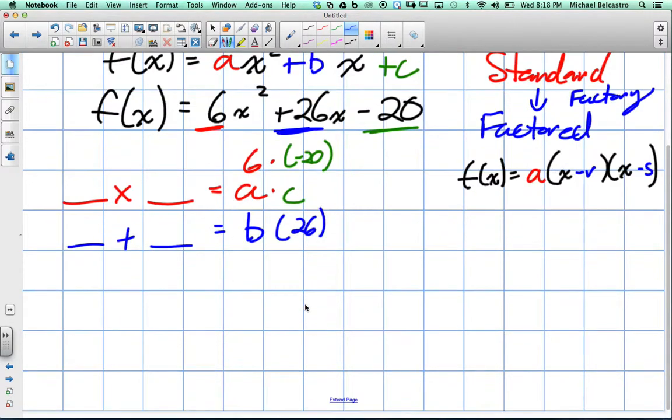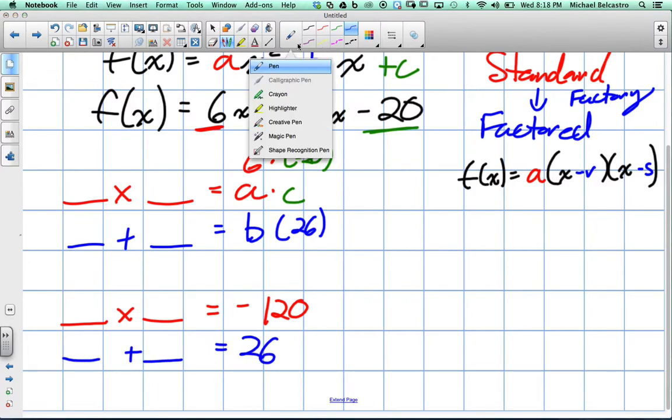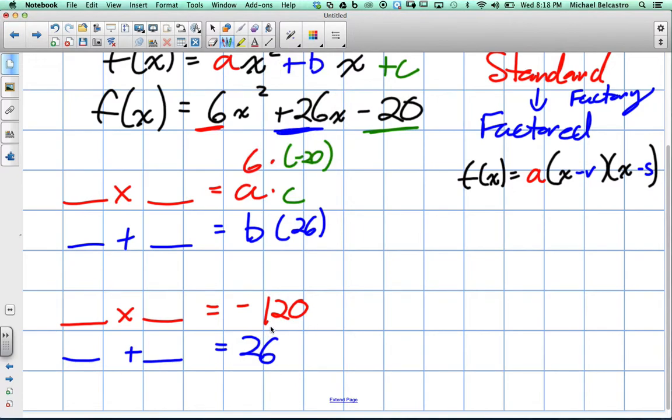So let's rewrite this again so it's a little easier for us to work with. A times C is negative 120, and our B term is still 26. So this one, trial and error, is going to take a little while. We're not going to focus too much on the positive and negative value, but on the absolute value of the term. So 120. Well, we got 1 and 120, but that's clearly not going to add up to 26.